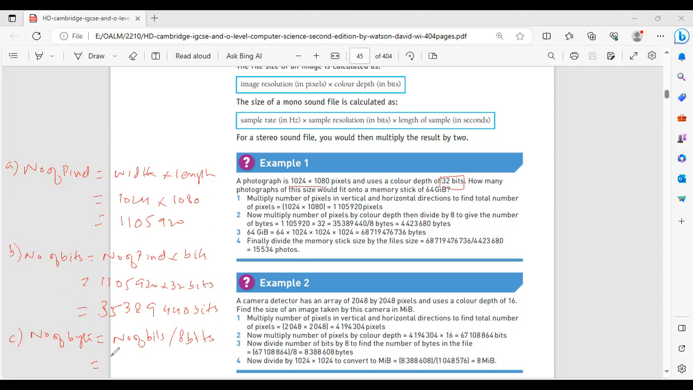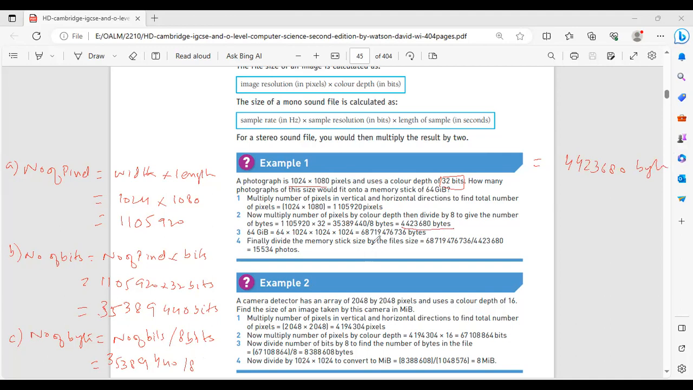So 35389440 divided by 8. I'm writing here. So you will get 4423680 bytes. Now this is the answer in the example given.